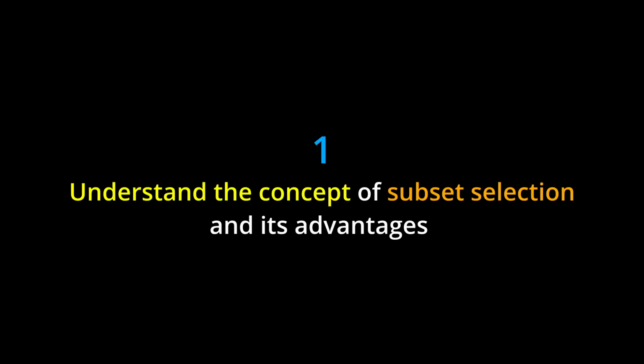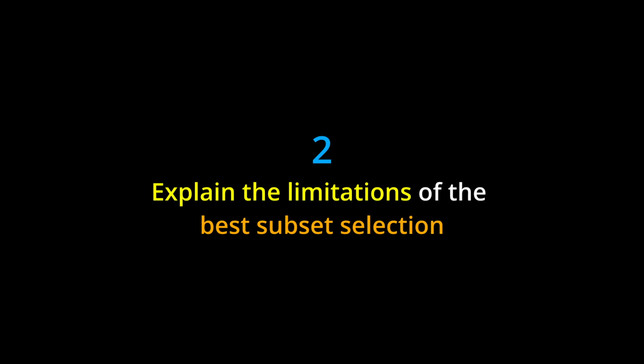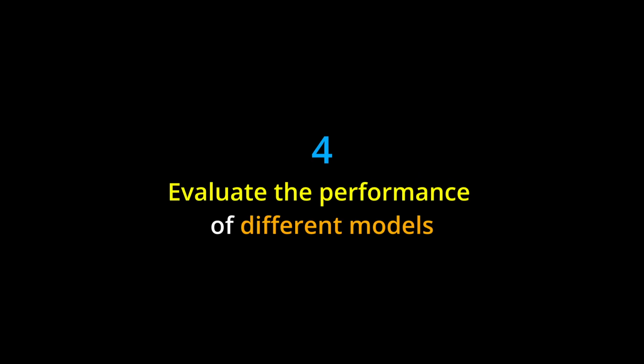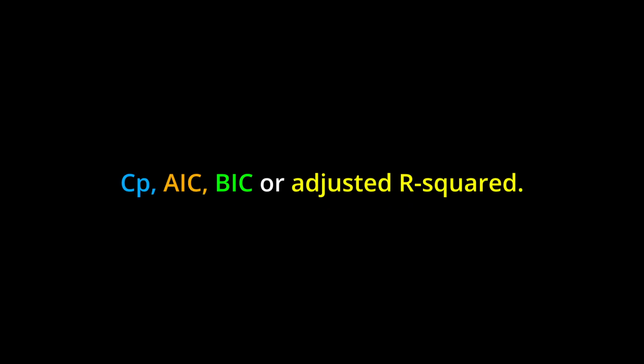Learning objectives. By the end of this chapter, you should be able to: 1. Understand the concept of subset selection and its advantages in improving the linear model. 2. Explain the limitations of the best subset selection and the need for alternative methods. 3. Describe the forward stepwise and backward stepwise selection approaches and their computational advantages. 4. Evaluate the performance of different models using cross-validated prediction error, CP, AIC, BIC, or adjusted R-squared.